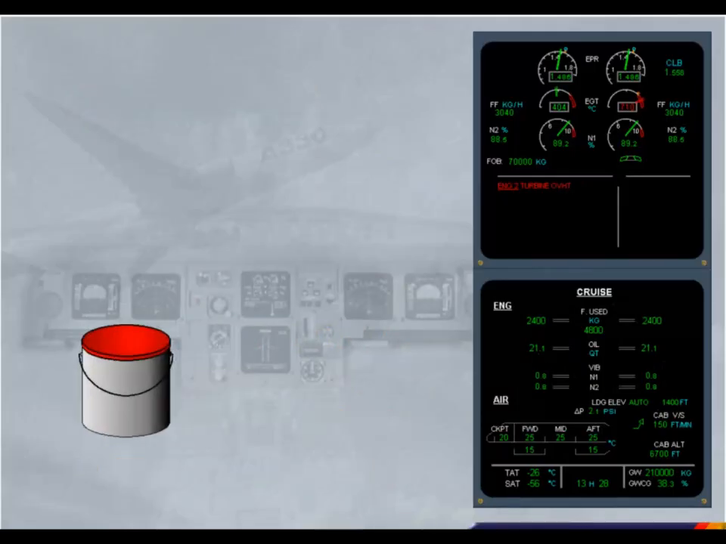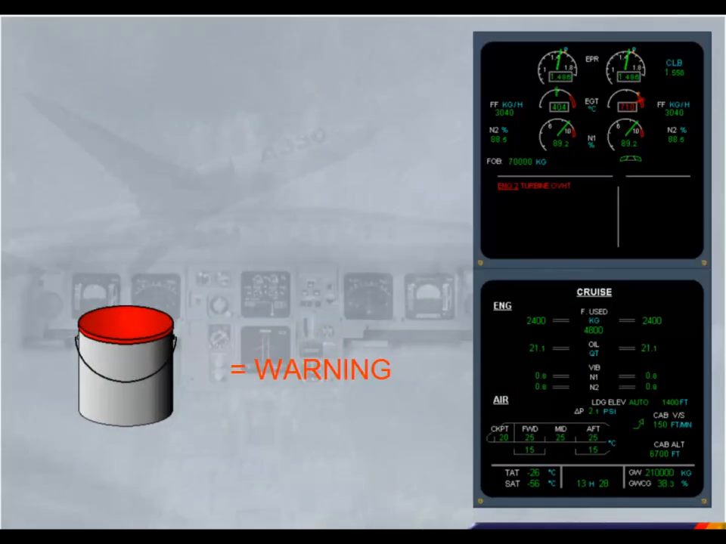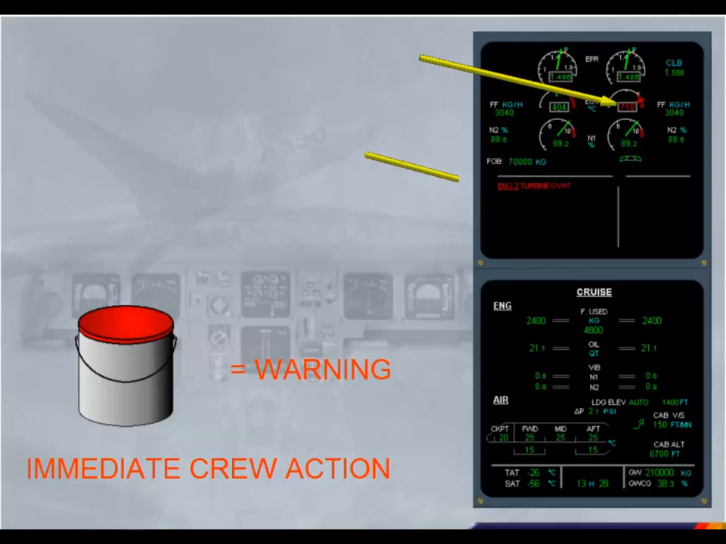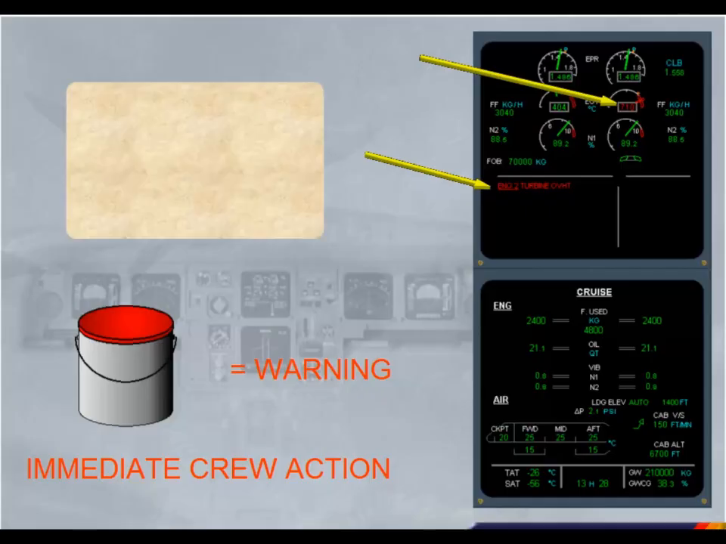Red color coding is reserved for serious parameter exceedance and warnings that require immediate crew action. Notice on the engine and warning display the red parameter indication and the red warning message. Let's now look at the two ECAM displays in a little more detail.